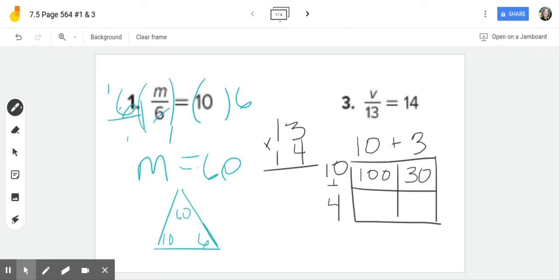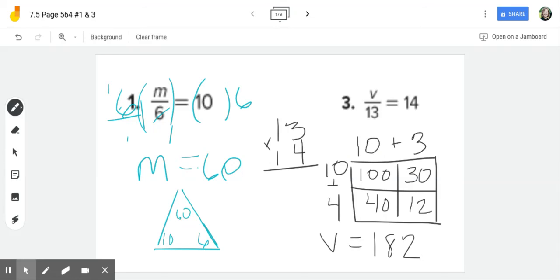I'm just finding the area of this box, 10 by 3, right? It's not a very good model. This should be longer than this, whatever. 10 times 4 is 40, and 4 times 3 is 12. 140, 150, 160, 170, 182, right? 182. If you use the standard algorithm, you're going to get the same thing. So V for number 3 is equal to 182.